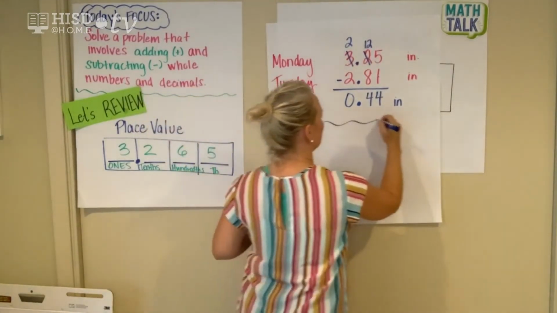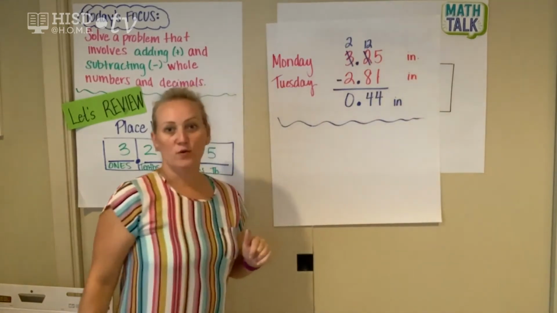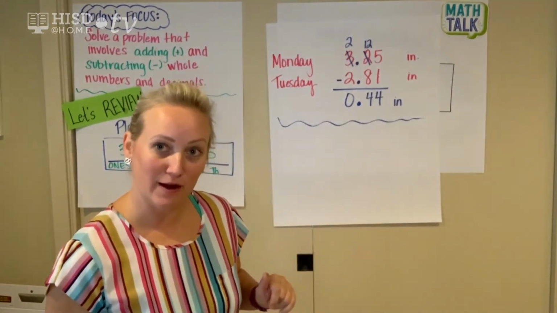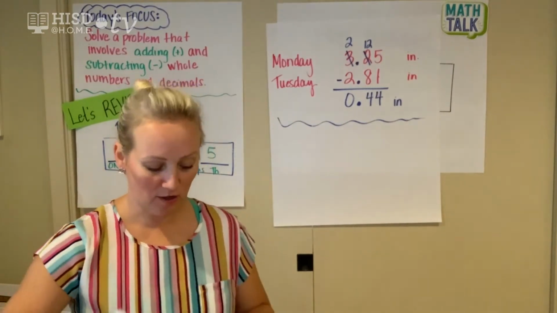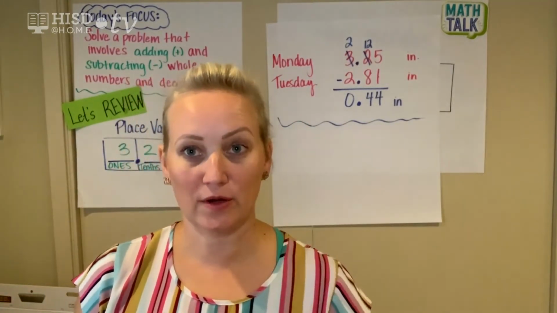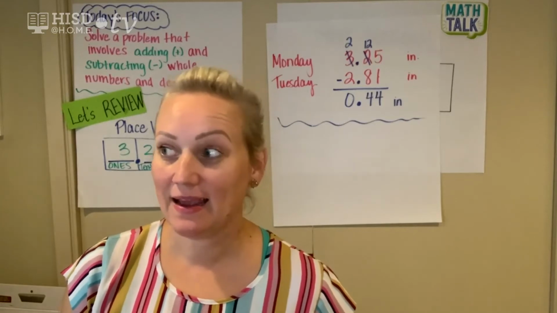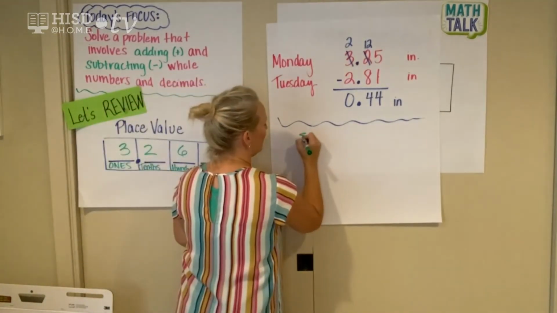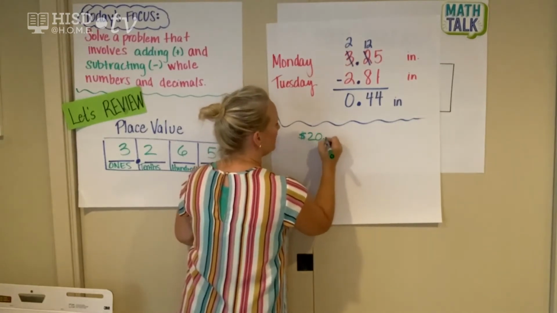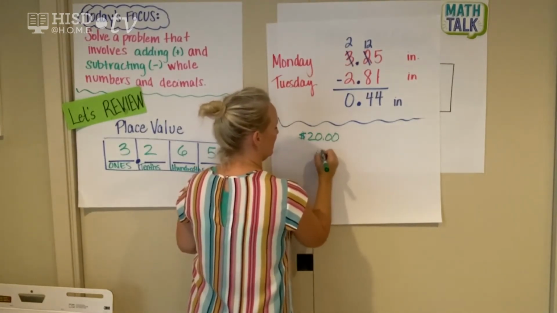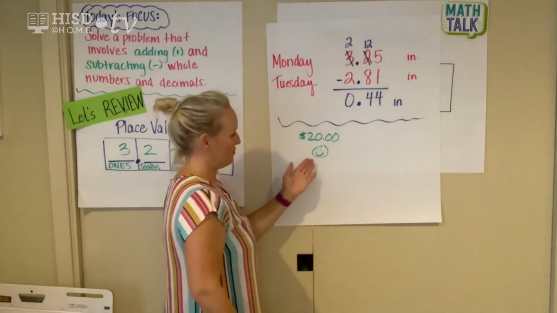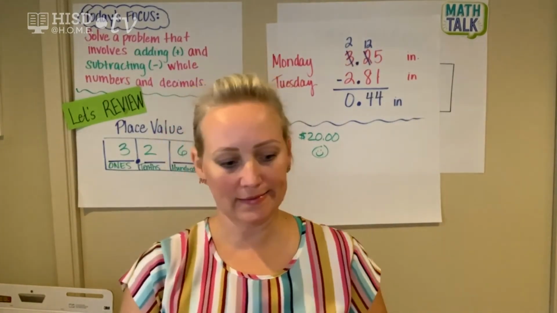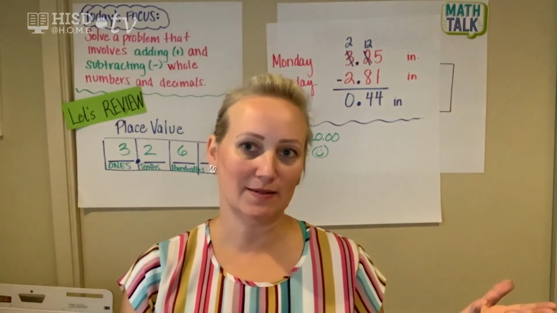Okay? What about something like this? What if you had money? We all like some money every now and then. What if I had $20? I'm going to use my green marker because we're talking about money, and paper money is green, right? So what if I have $20? Yippee! I have $20 and I needed to buy, let's buy something.